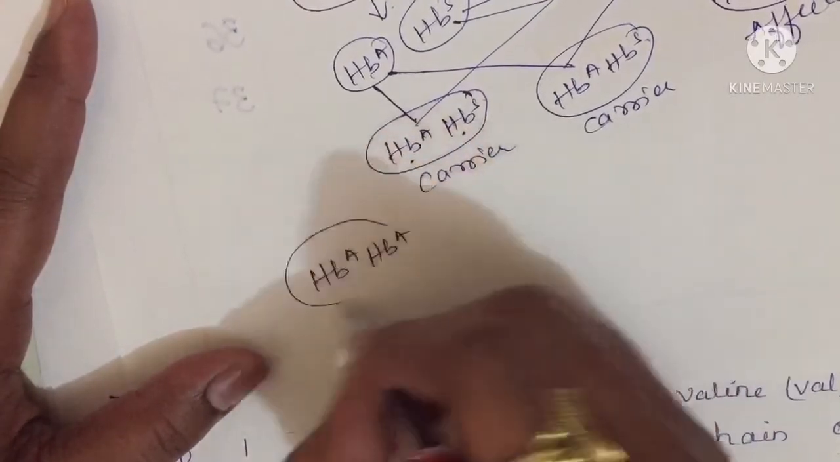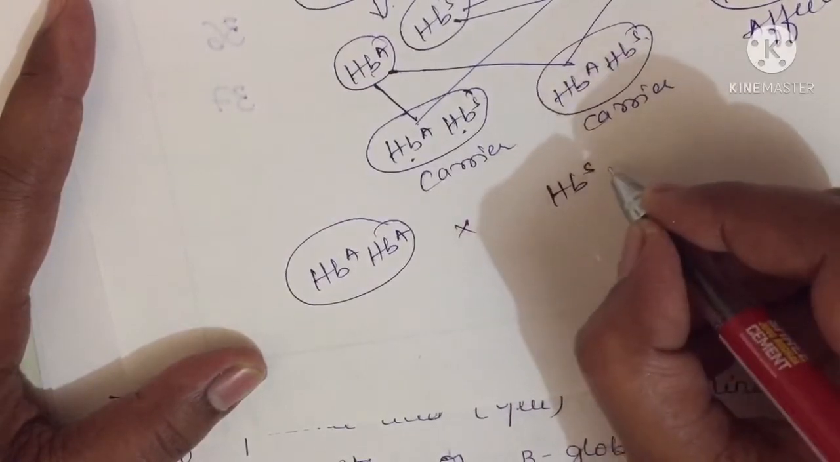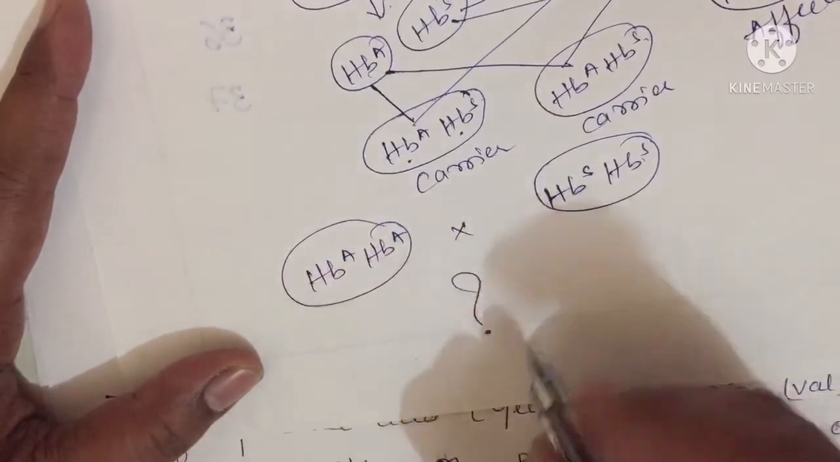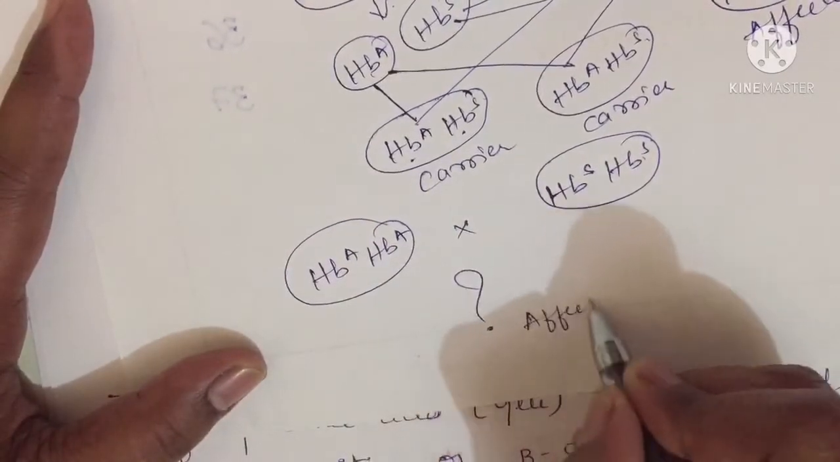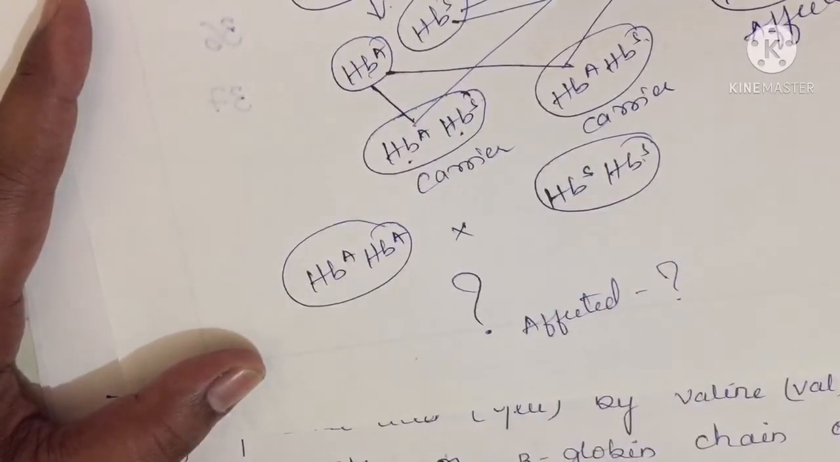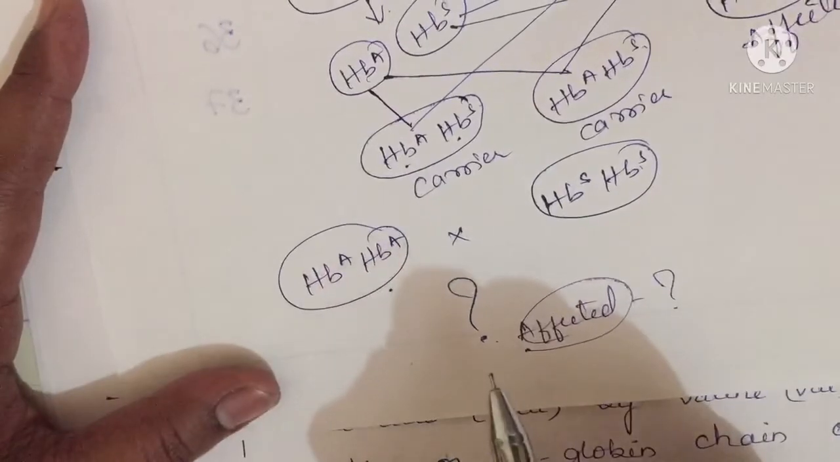If one parent is normal and another parent is affected, what do you say? What kind of children will we get? Whether we will get affected or no? Okay, I want this answer. Whether you will get affected children or no, I want this answer.